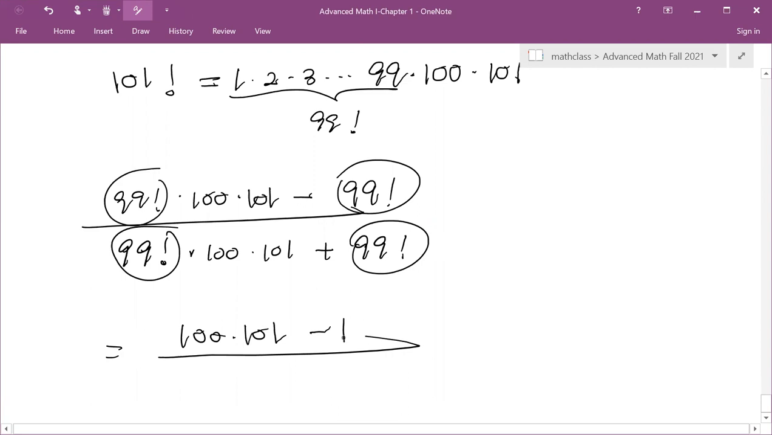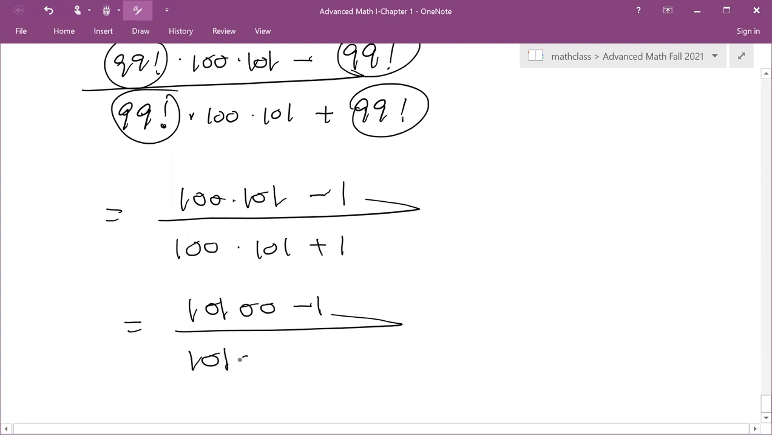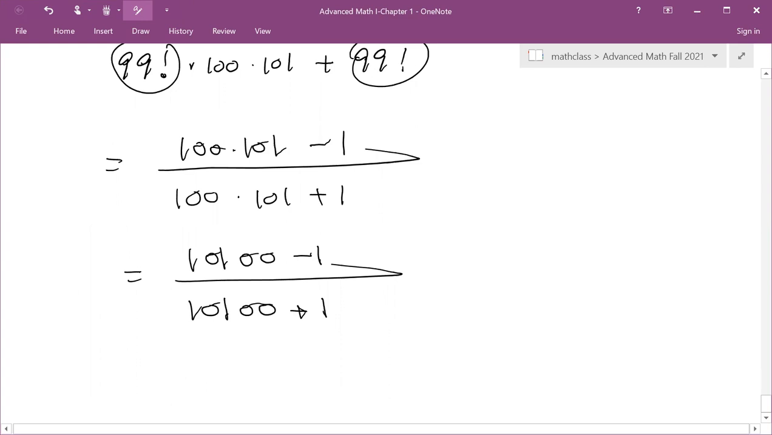It's going to be 100 times 101 minus 1, over 100 times 101 plus 1. So that's it. If you multiply this out, what is the numerator? I think Emma's answer is correct. 100 times 101 minus 1 is 10,099, and the denominator is 10,101. So this is the answer.